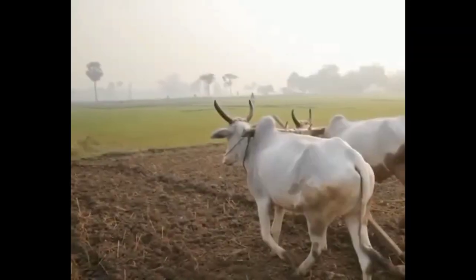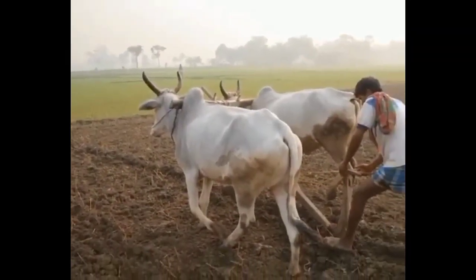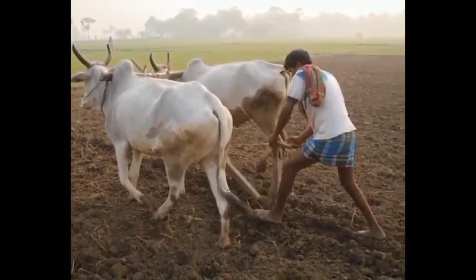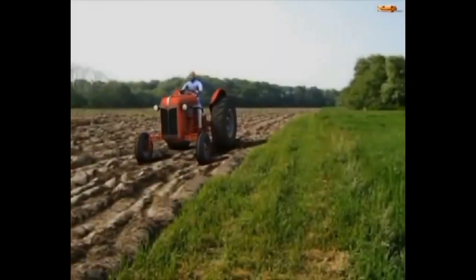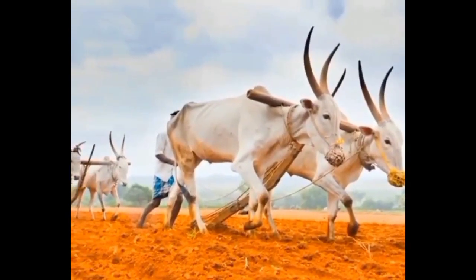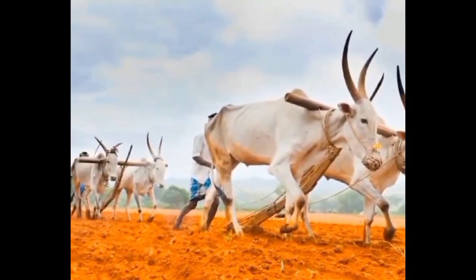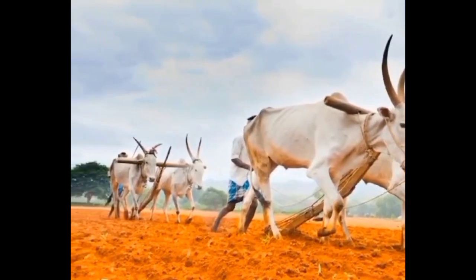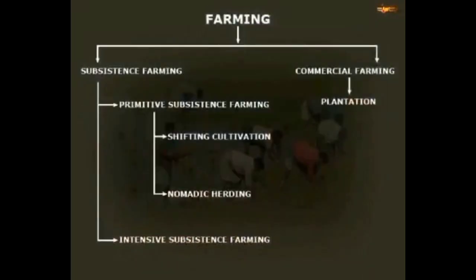farming can be classified into two types: subsistence farming and commercial farming. Subsistence type of farming is practiced to meet the needs of the farmer's family. It can be further classified as primitive subsistence farming and intensive subsistence farming.